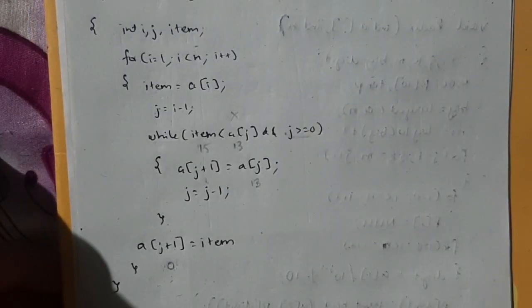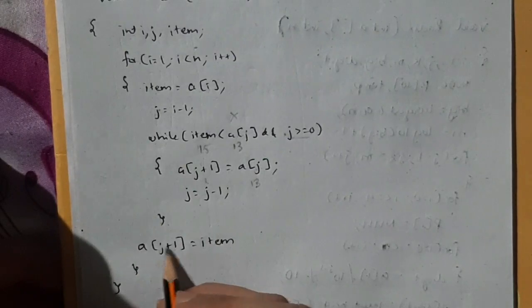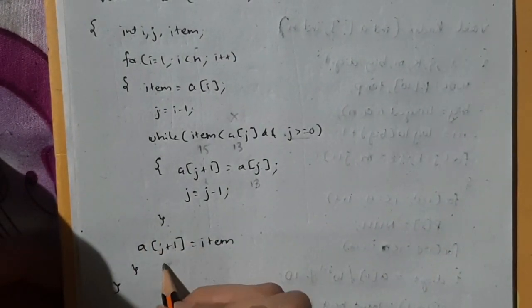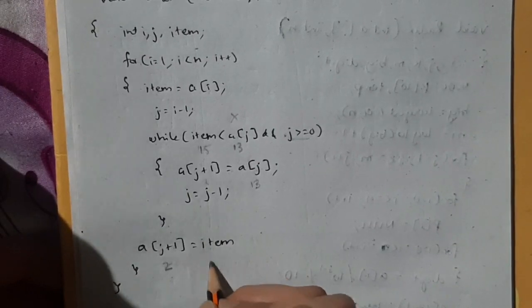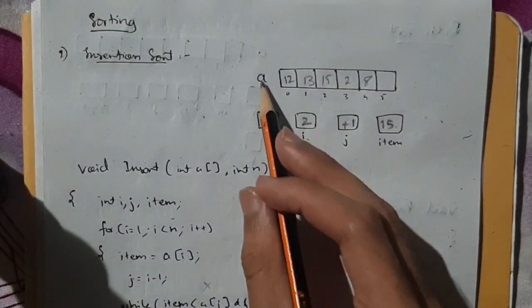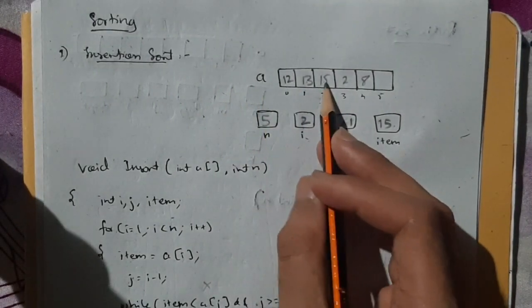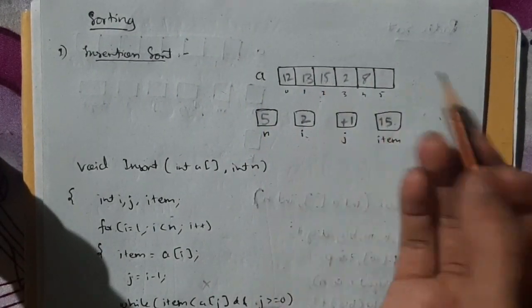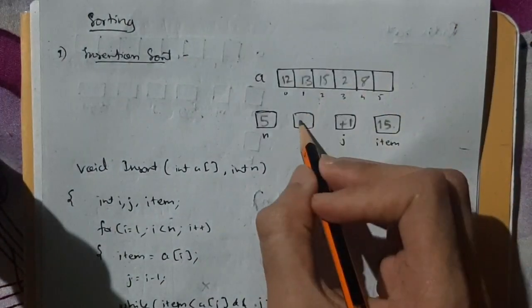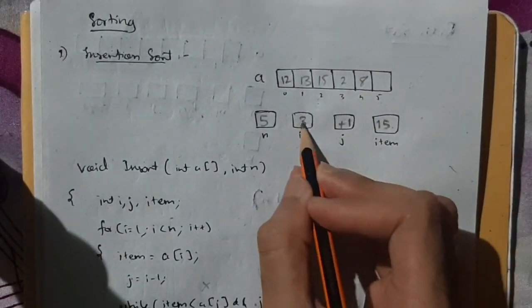Okay. So it will come here. A of j plus 1. J is 1, right? So a of j plus 1 is a of 2. That should have item. Item is 15. So a of 2 should have 15. See here, a of 2. It's already 15, so no changes will be made. Then I will become 3.